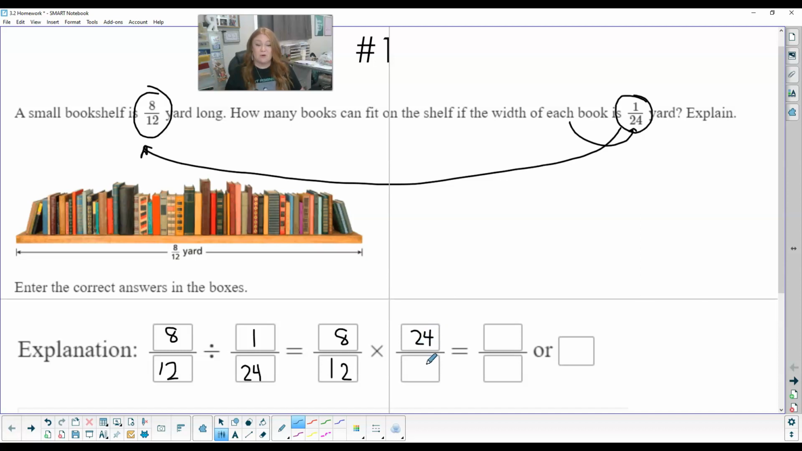So 24 over 1. Now I can see here, I can simplify. So I'm going to take the chance to do that and make my work way easier than doing 8 times 24. So can you think of a number that goes into 12 and 24? 12 goes into both of those, 1 time and 2 times. So now I can do my problem, multiply, and simplify. So explaining, I am great if you will show me the steps in your process.